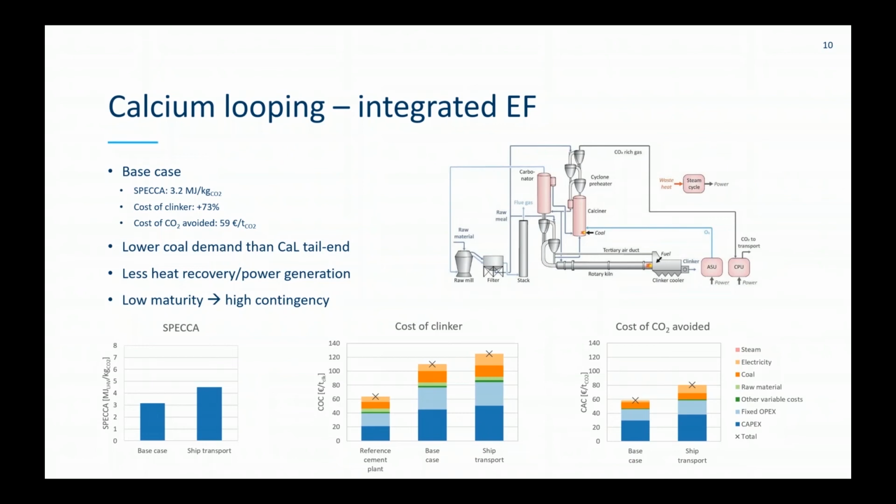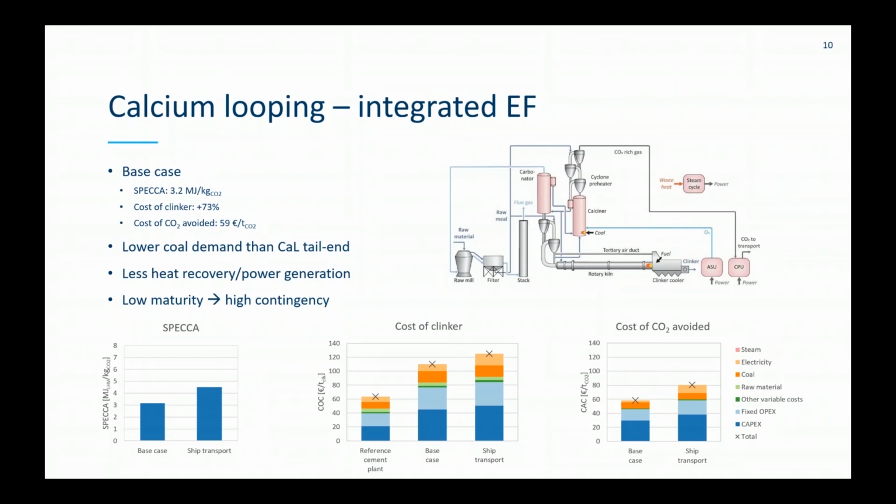And looking at the base case numbers, we get SPECA of 3.2. The cost of clinker was increased by 73%, and the cost of CO2 avoided was calculated to 59 euros per ton CO2. So for this configuration of the calcium looping technology, coal consumption is also an important factor, but it's not to the same extent as for the tail end configuration we saw before. But on the other hand, there's also less heat recovery and less power generation in the steam cycle.